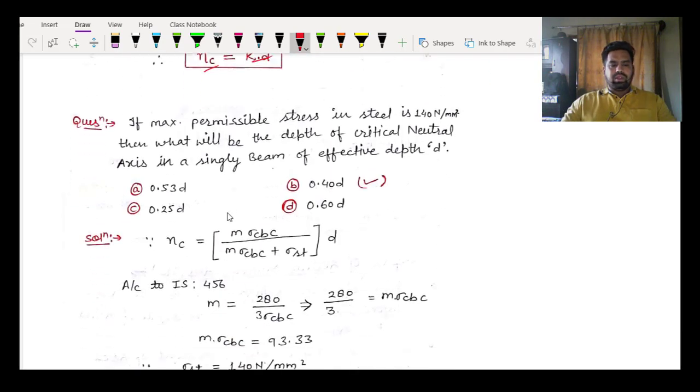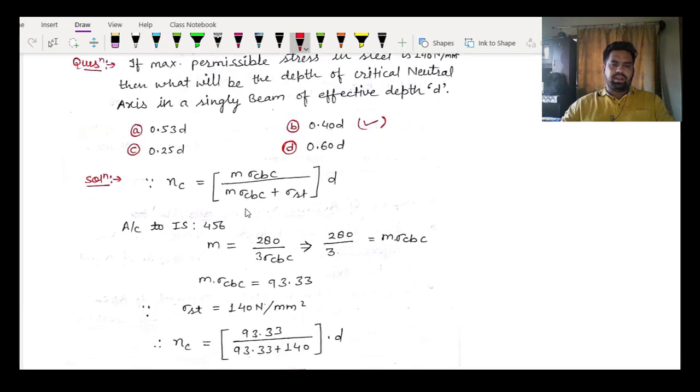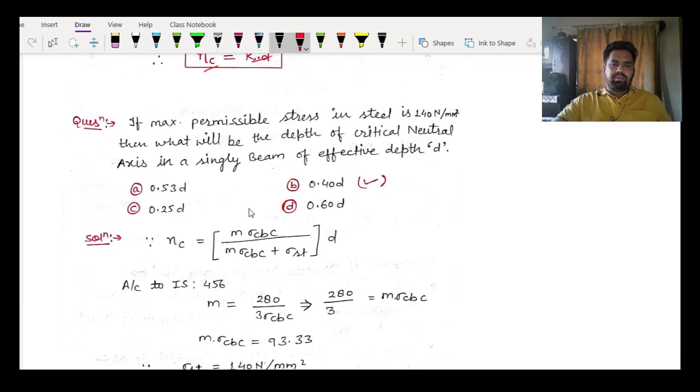Okay, now there is a short example, so from this you can understand it better. If the maximum permissible stress in steel is 140 Newton per mm square, then what will be the depth of the critical neutral axis in a singly reinforced beam having effective depth as small d? Okay, so here the value of sigma ST is given to you, and it is asking for the NC value. So what do we have to do?